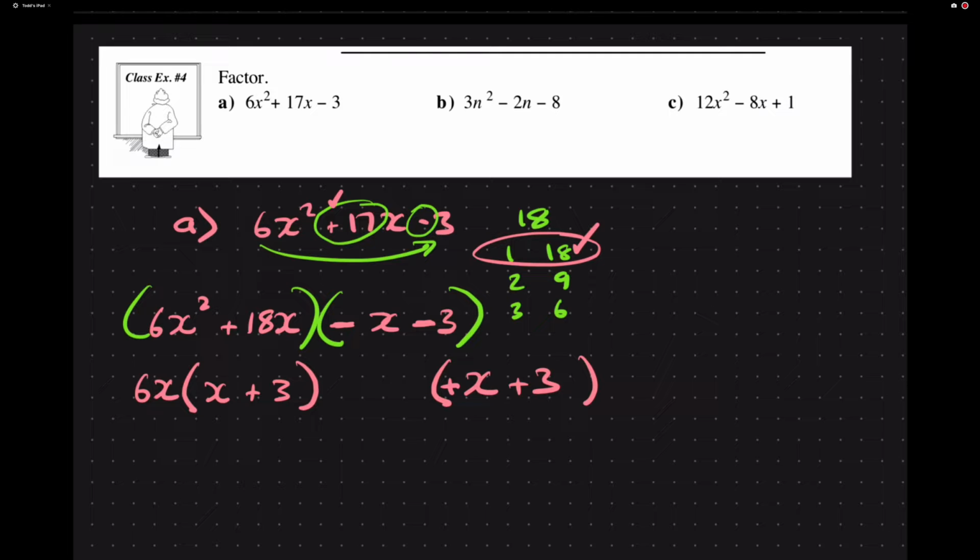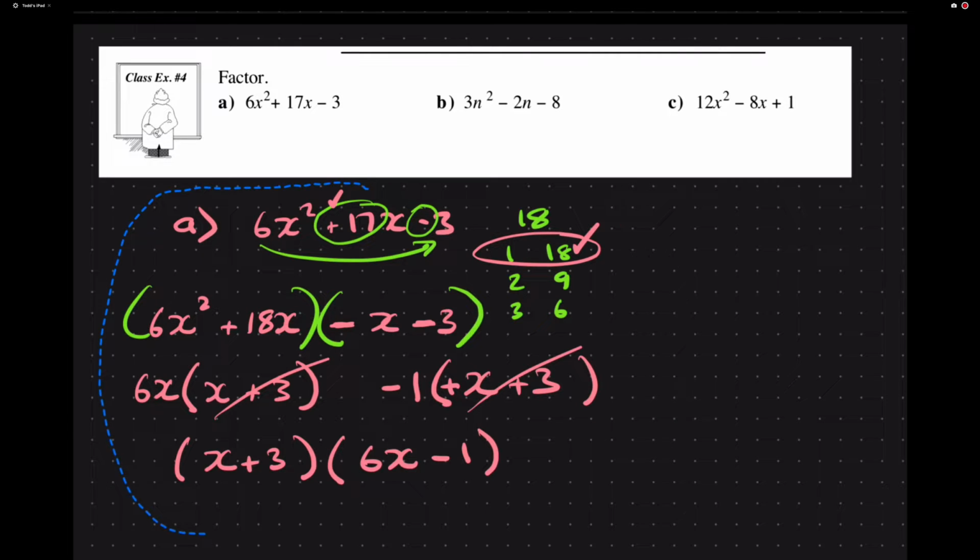So what I'm going to do is pull a -1 out of this one right here and put it down there. So I'm factoring out a -1, which will change the signs inside this bracket right here. Okay, so now I just need to finish it off by saying the x plus 3's are common, and outside of that we've got a 6x minus 1.